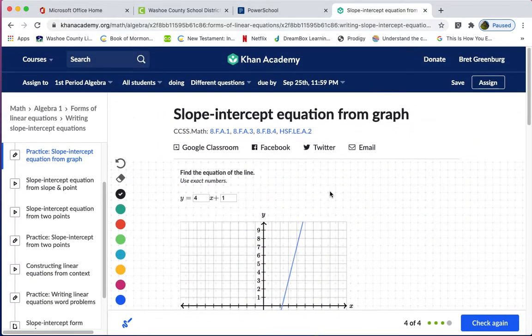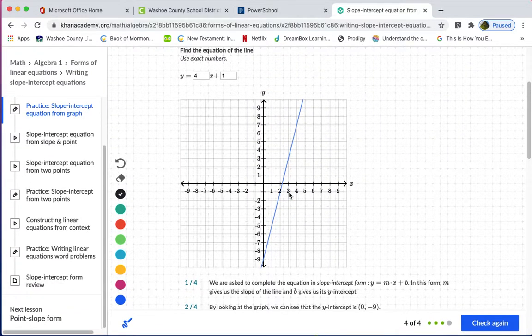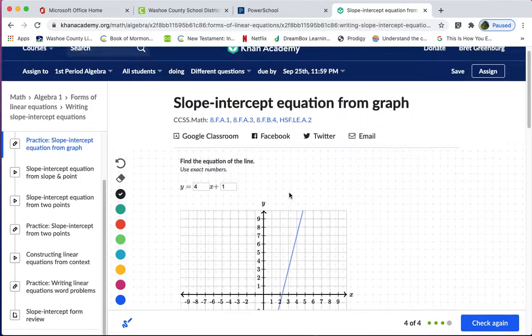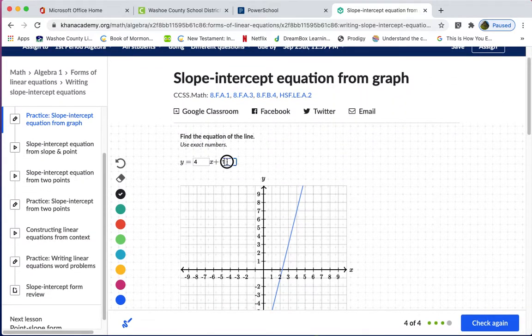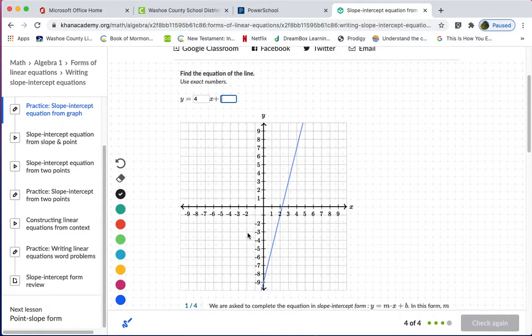4x minus 9. Oh, why didn't you guys stop me? Why did you guys let me write a 1 right there? The y-intercept is obviously negative 9. I had the slope right.